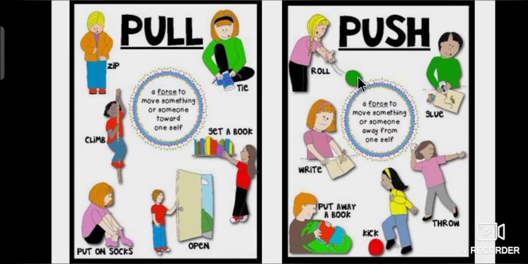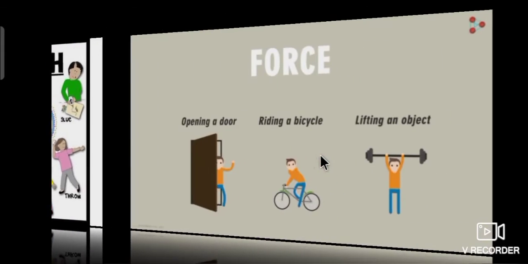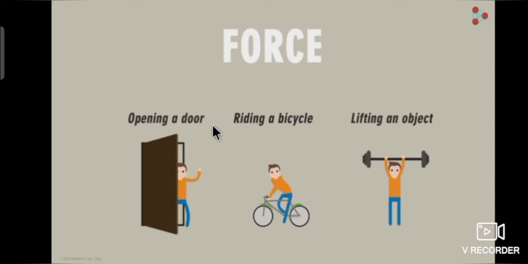Then rolling the ball, pressing glue from a bottle, throwing objects, kicking the ball, putting away a book, and writing in a book are examples of push. Moreover, opening a door, riding a bicycle, and lifting an object are examples of force. Yes, object moving and change of direction are done by force.